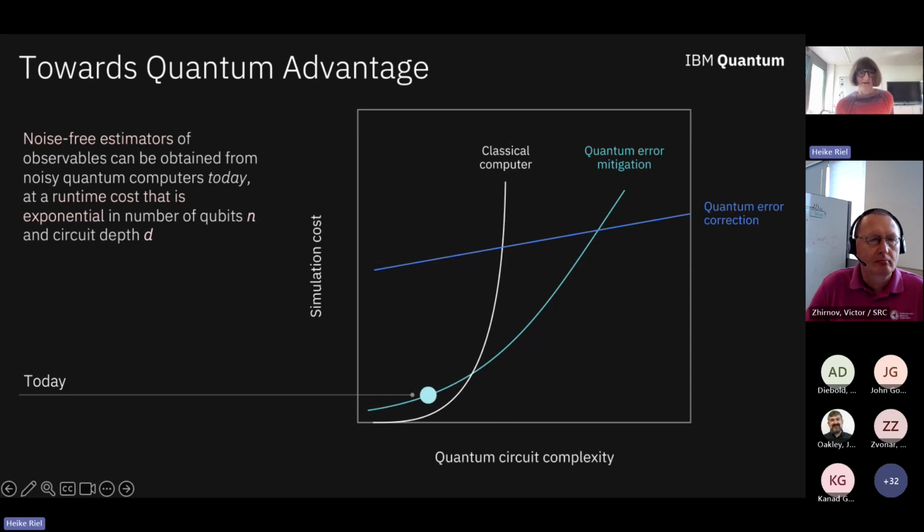So now let me perhaps look at how we come to quantum advantage, because today we are not in the quantum advantage phase where we can demonstrate that a quantum computer is better than a classical computer. If you look at this chart here, you see the quantum circuit complexity as a function of the simulation cost. Let's assume you have a problem where the simulation cost based on a classical computer is exponential. With quantum error correction, as I mentioned, you have a lot of overhead at the beginning. So that's not really useful at the beginning.